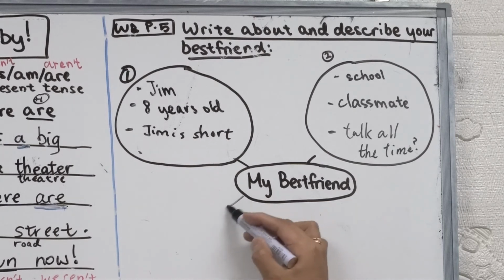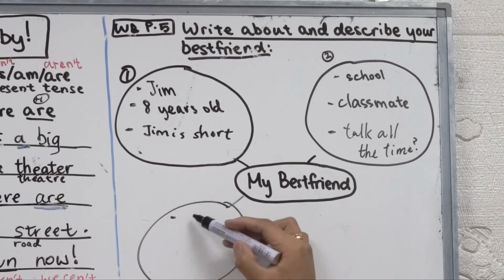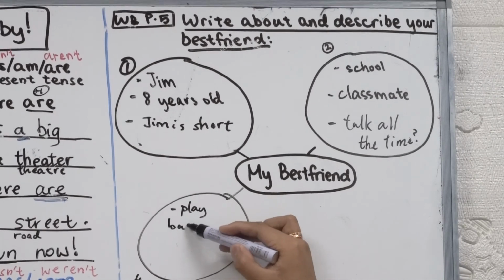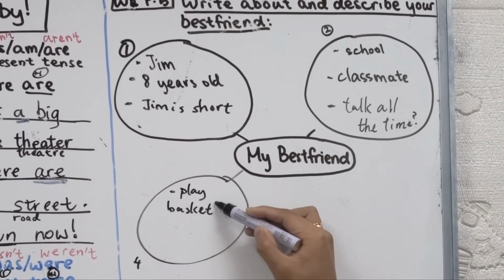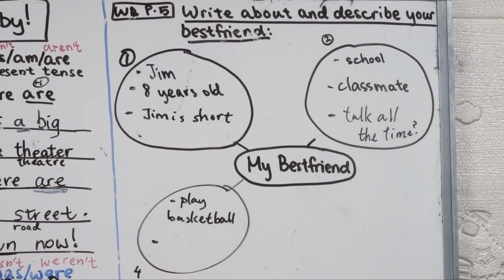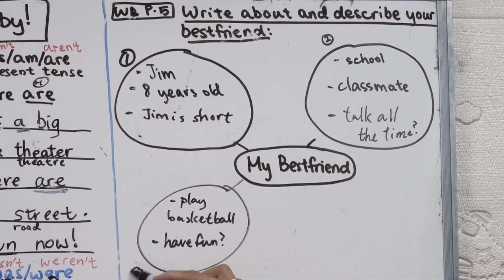Then we have another circle, right? Circle 4. What do you like to do together? Maybe you say, we like to play basketball. Okay? And do you have fun playing basketball together? Yes or no? So, have fun. You write down yes or no. Sorry, this should be number 3, not 4.